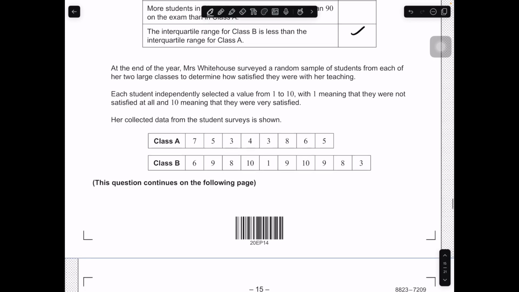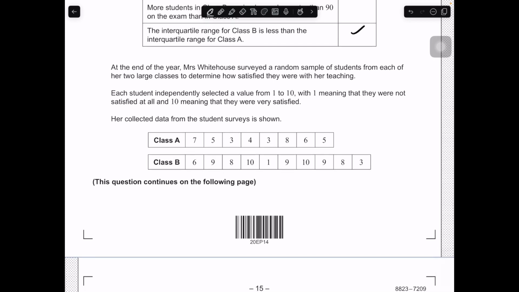At the end of the year, Miss Whitehouse surveyed a random sample of students from each of her two large classes to determine how satisfied they were with her teaching. Each student independently selected a value from 1 to 10, with 1 meaning that they were not satisfied at all, and 10 meaning that they were very satisfied. Her collected data from the student surveys is shown. Okay, so here's Class A, and here is Class B.